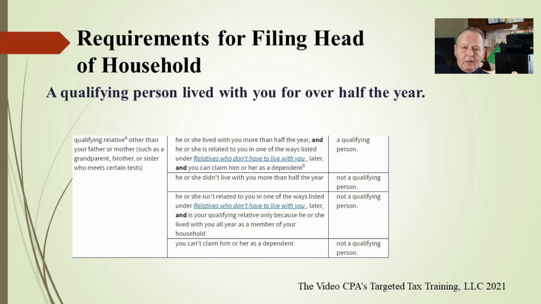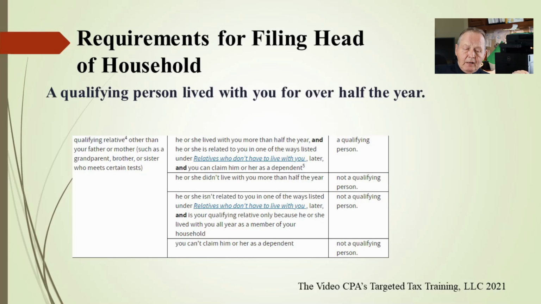All right. And then if they're a qualifying relative only because he or she lived with you all of the year, it's not a qualifying person either, and you can't claim them as a dependent. It's not going to qualify. So that's the kind of stuff you're looking at as a qualifying person. So you've got to have all three of those things in order to file head of household, and that gives you a little bit more explanation on each one of those points.